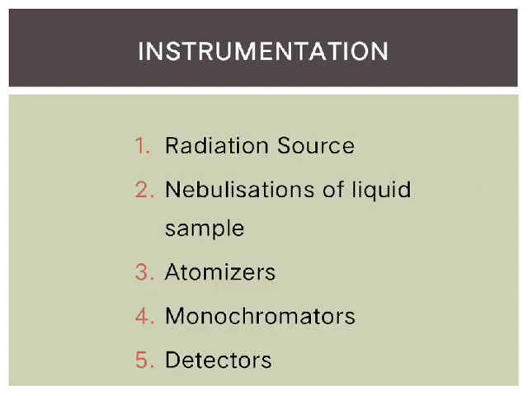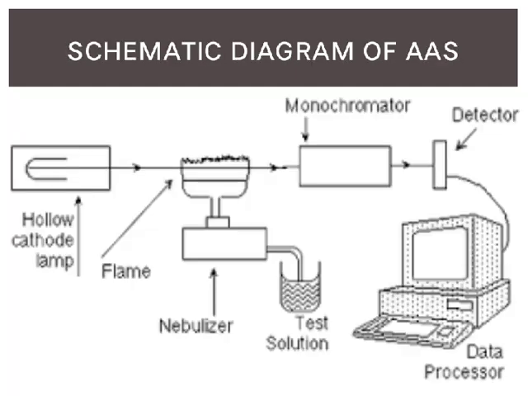In atomic absorption spectroscopy, we will see the radiation source, nebulization of liquid samples, atomizer, monochromators, and detectors. Here is a diagram of atomic absorption spectroscopy. In this diagram: hollow cathode lamp, flame, nebulizer, test solution, monochromator, detector and data processor.